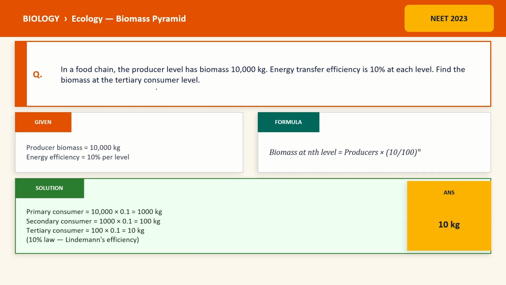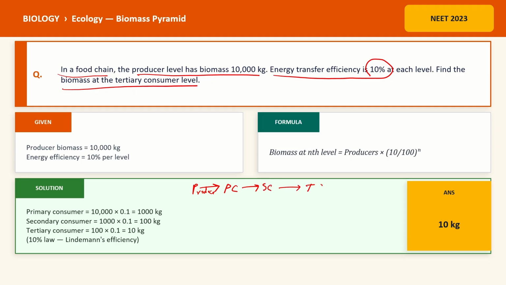Now, this question is from the biomass pyramid. We can see that in a food chain, the producer level has biomass 10,000 kg. Energy transfer is 10% at each level. Find the biomass at the tertiary consumer level. So let's make the food chain to understand this question. This is the producer, this is the primary consumer, this is the secondary consumer, and then finally we reach the tertiary consumer.